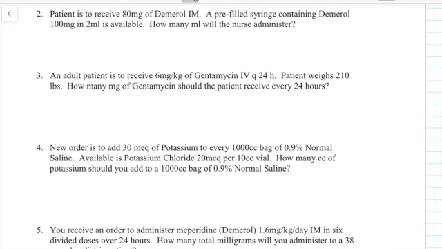Okay, so patient is receiving 80 milligrams of Demerol IM. So the order is 80 milligrams. A prefilled syringe containing Demerol 100 milligrams in 2 mLs is available. How many mLs will the nurse administer? So we want our answer to be in mLs. So first we have an order of 80 milligrams for 1 dose. And the prefilled syringe contains 100 milligrams in 2 mLs.